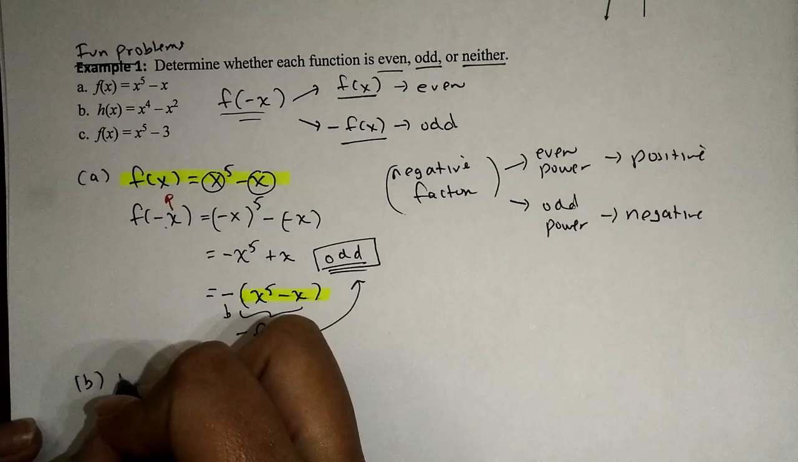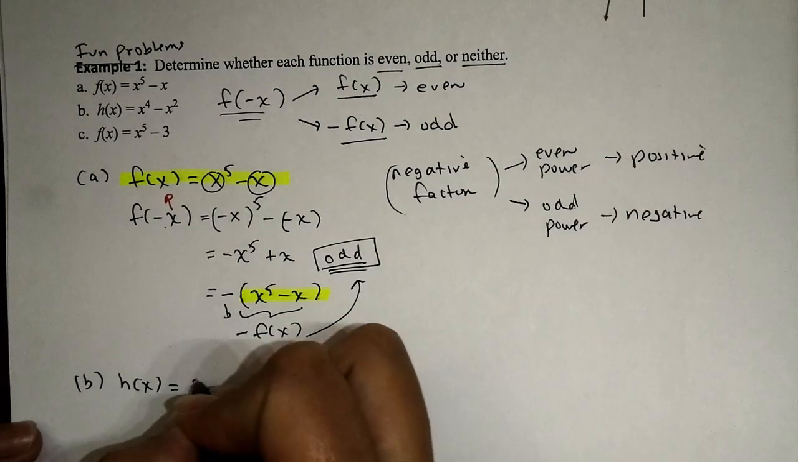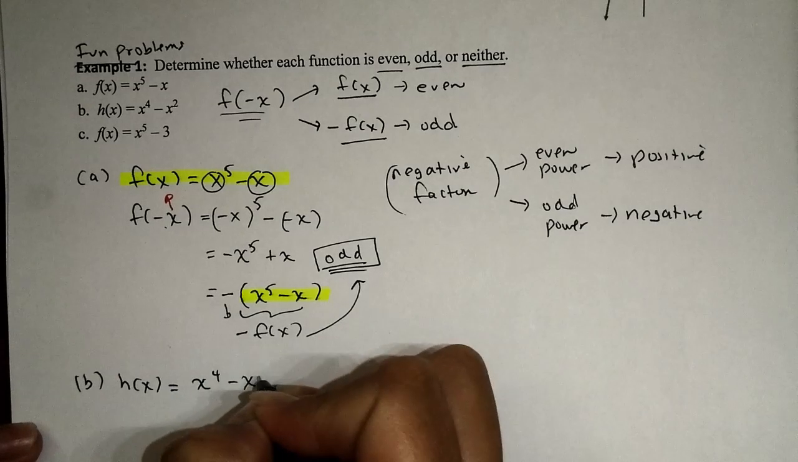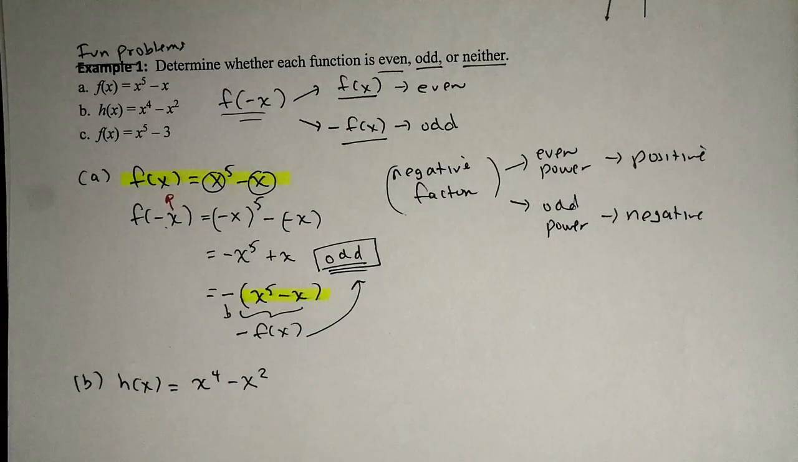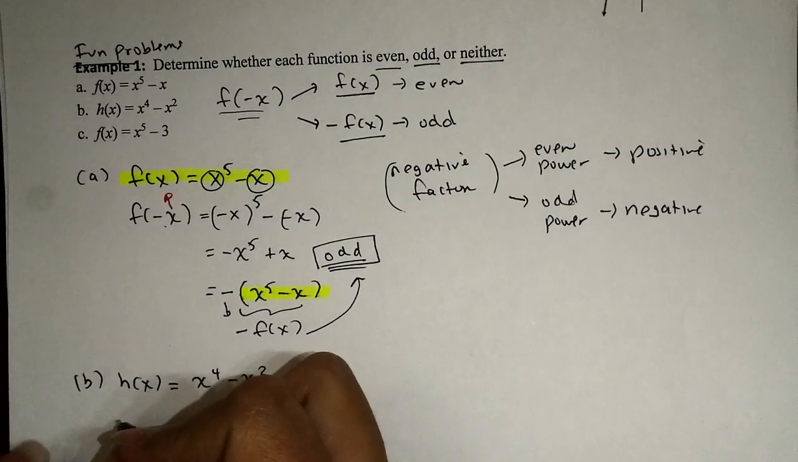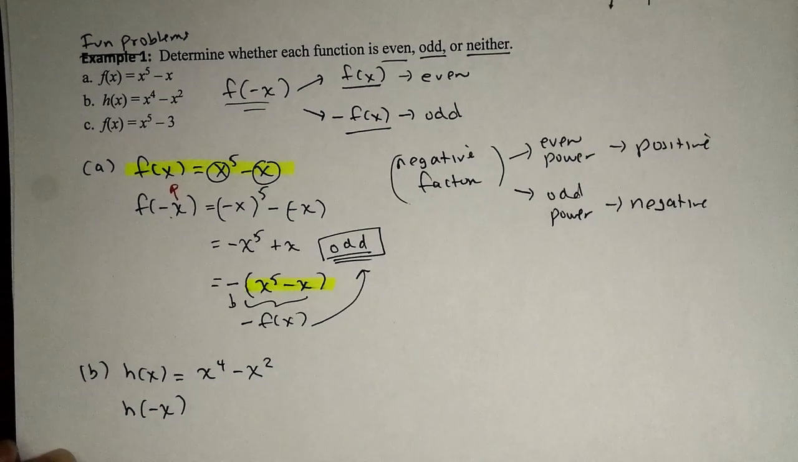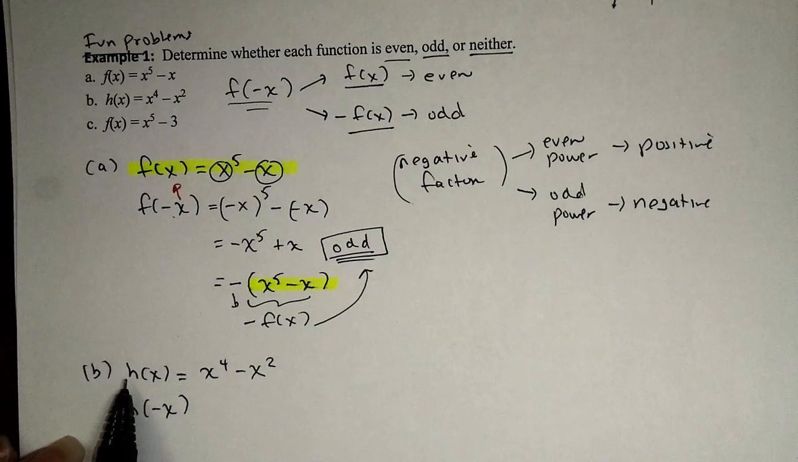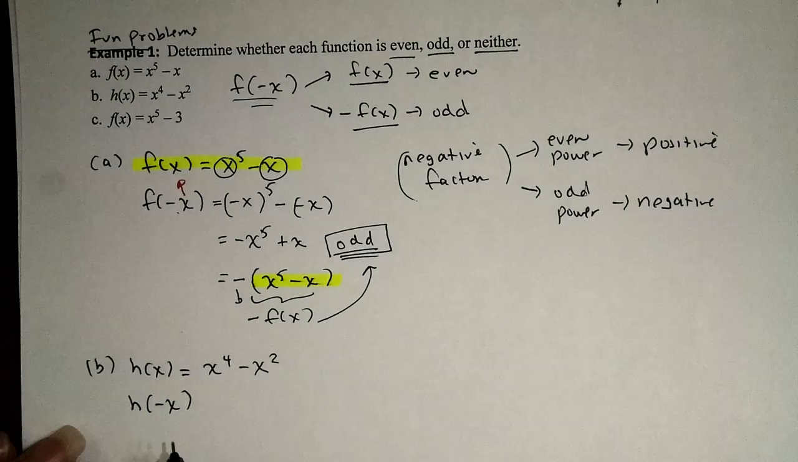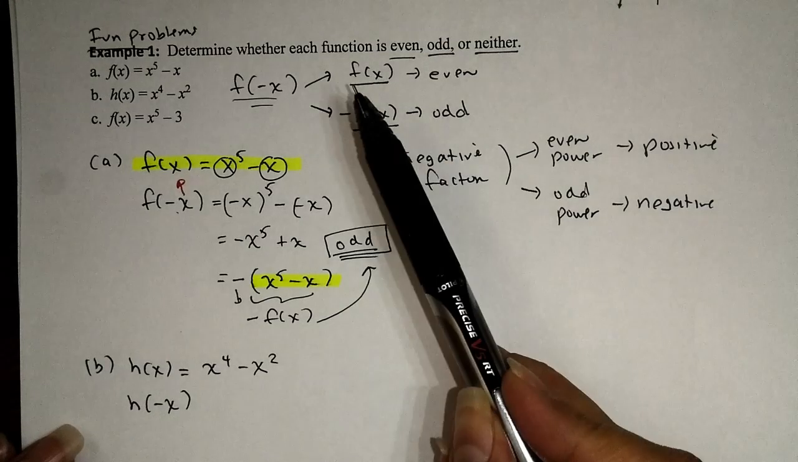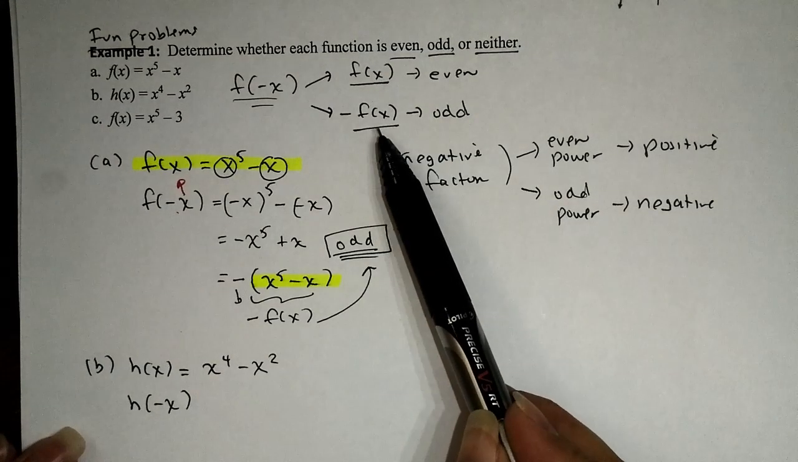So problem B, we have h of x is equal to x to the 4th minus x squared. And same question, is the function odd, even, or neither? And we always start by finding f of negative x. In this case, I got a little tired of using the same name, so we spiced it up and changed the name to h. So we are going to find h of negative x and then see if we get back the original function or if we get its opposite.